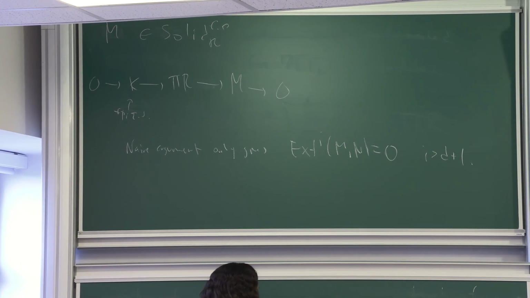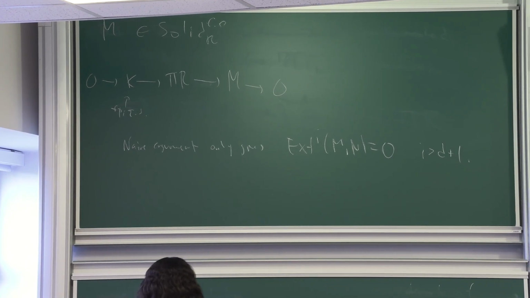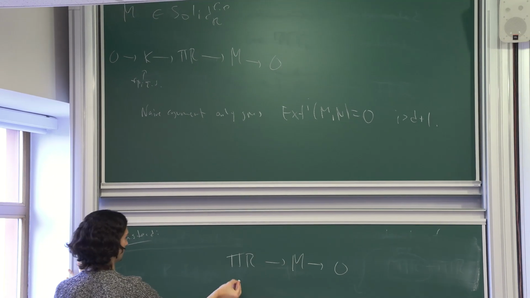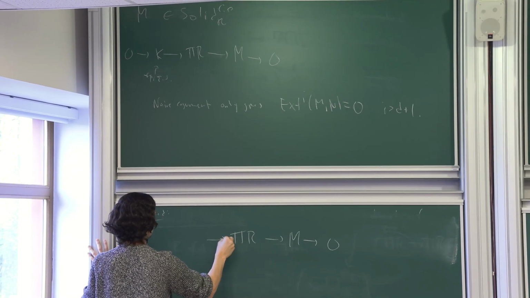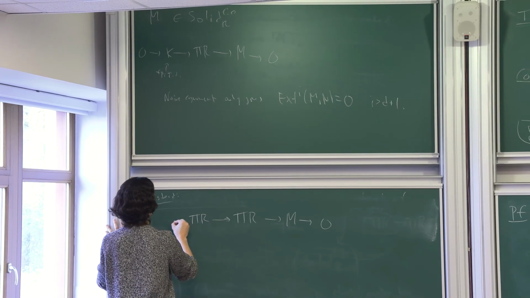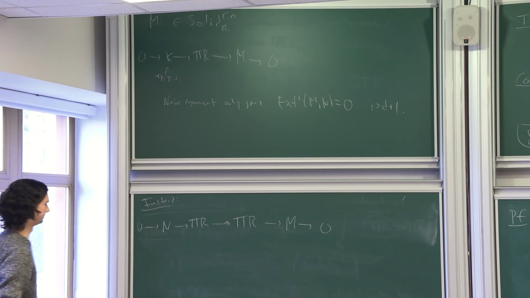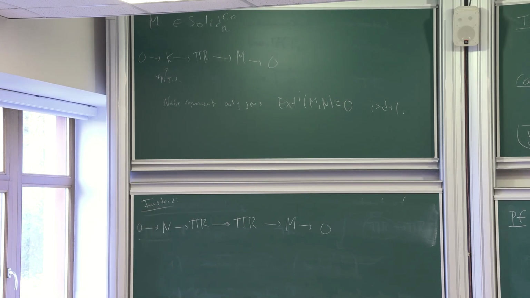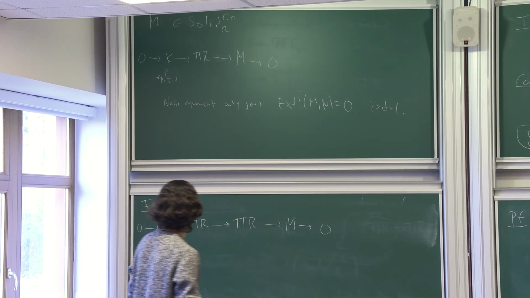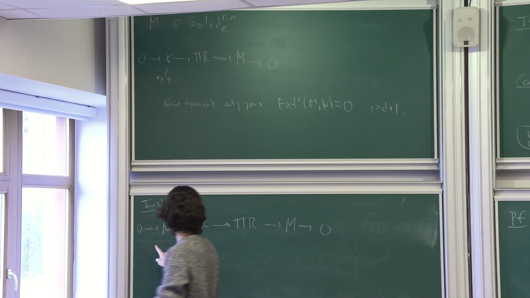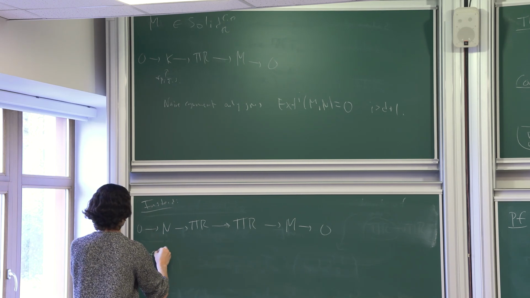Instead, so we have a product of copies of R. We can surject again from a product of copies of R. And now at this point, we take a kernel. And we get a resolution like this. This is still quasi-separated.